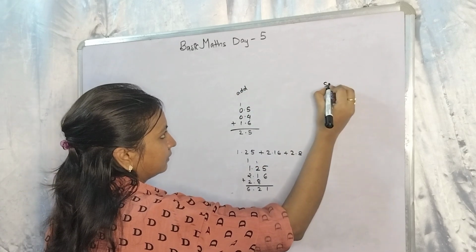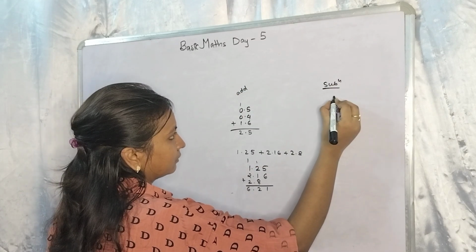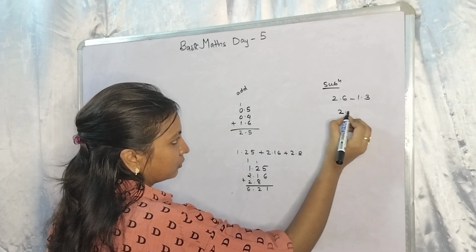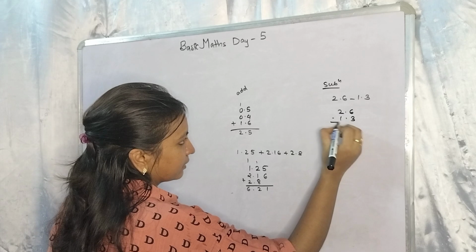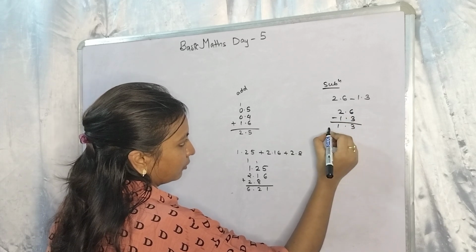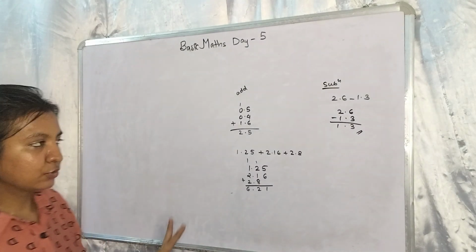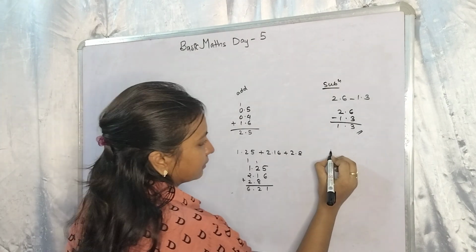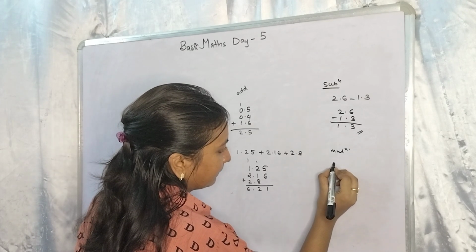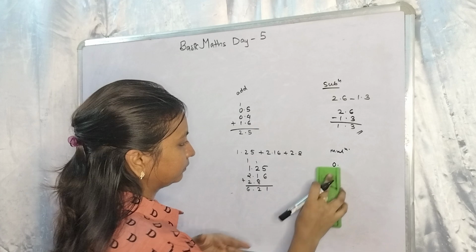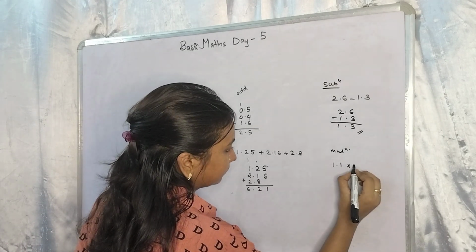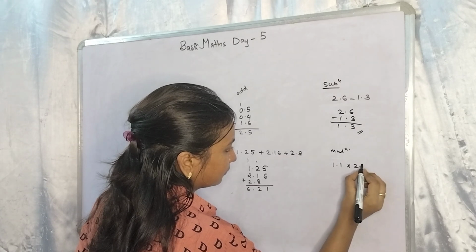For multiplication, for example, you need to multiply 1.1 into 2.1. You will directly multiply this. There is no use of the point here. So 1 into 1 is 1, 1 into 1 is 1. 2 ones are 2, 1 ones are 1. So 1, 2 plus 1 is 3, 1. Now there are 2 points, so you will write here.